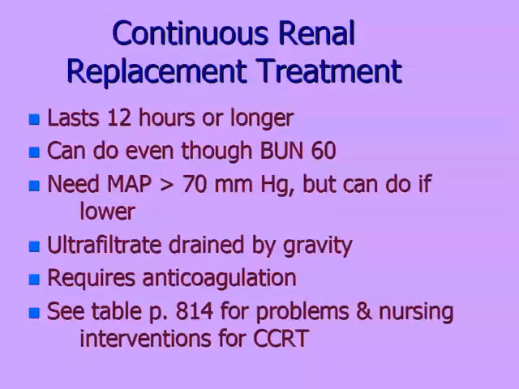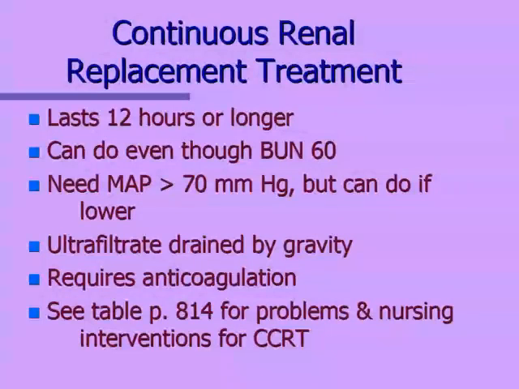Another form that can be given is your continuous renal replacement treatment. Now, this will last for 12 hours or longer. You can do this even though the BUN is only 60, but you need a mean arterial pressure of greater than 70 millimeters of mercury. You can do it if it's lower, but it doesn't work quite as well as it should. The ultrafiltrate is drained by gravity, and you have 5 to 45 milliliters an hour out that is drained. It does require anticoagulation, but you can use this if your patient is unstable, as long as their hematocrit is over 45.